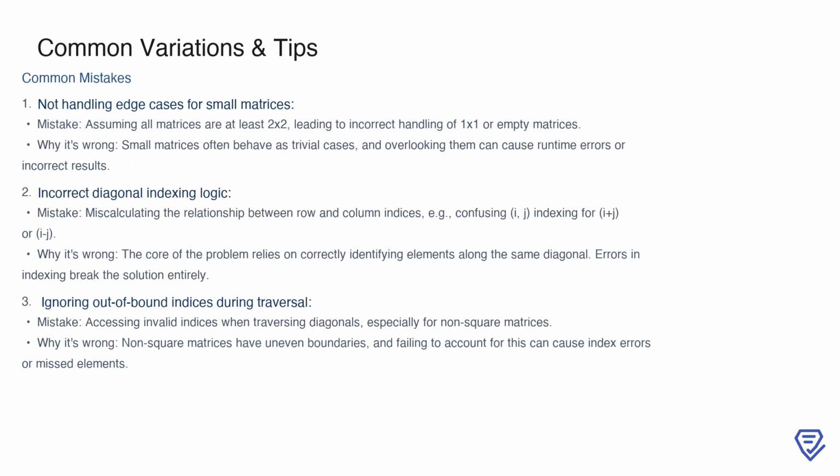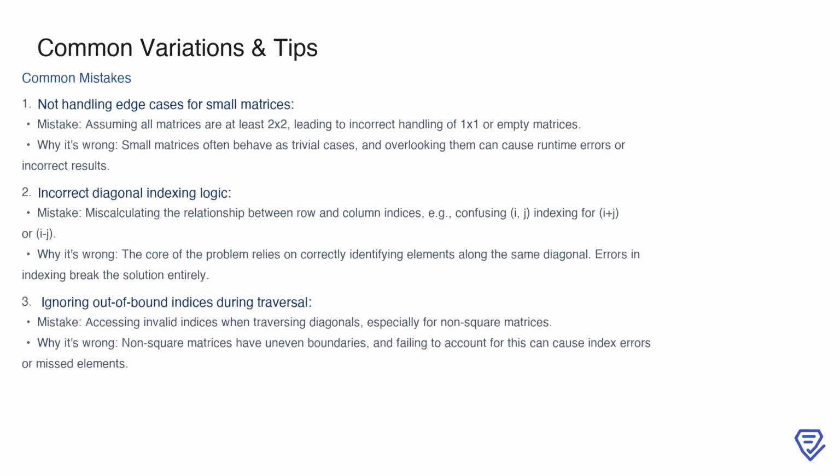When solving the Toeplitz matrix problem, there are a few common mistakes that you should be aware of. First, not handling edge cases for small matrices can lead to errors. For instance, assuming that all matrices are at least 2 by 2 might result in incorrect handling of 1 by 1 or even empty matrices, which are trivial cases but must still be properly accounted for.